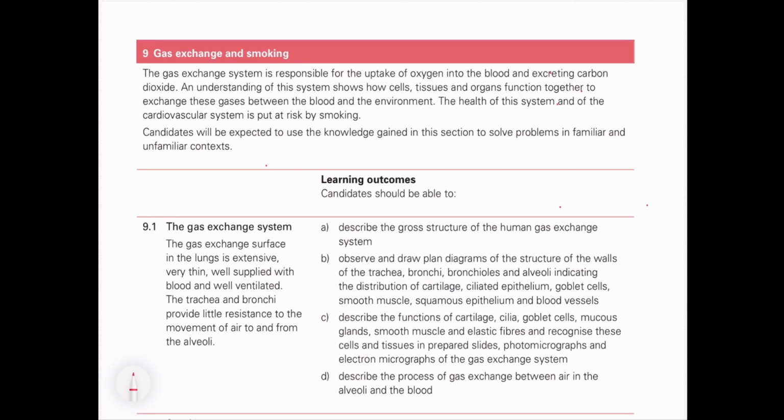For this video, I'm covering AS topic 9, gaseous exchange and smoking, and I'm going to relate to a bit of practical skill, helping you to identify and describe the gross structure of the human gaseous exchange system, and you'll be able to identify the structure of the wall of the trachea, bronchi, bronchiole, and alveoli.